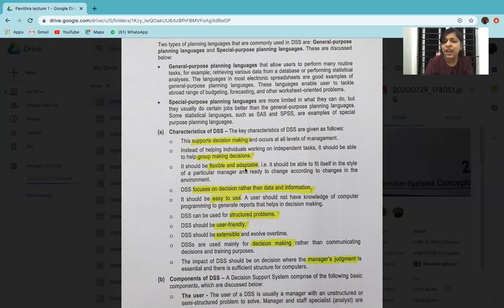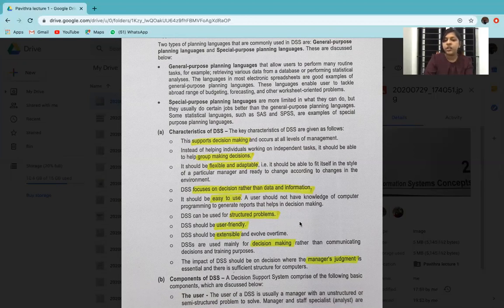It should be flexible and adaptable. That is why we have moved from MIS to DSS. It should be flexible and adaptable, and it focuses on decision rather than data and information. Yes, MIS focuses on the analysis part, but the DSS focuses on the decision part. And then it should be easy to use, because many times the managers are not computer literate. DSS can be used for structured as well as semi-structured problems, and it should be user-friendly. And then it should be extensible and evolve over time.